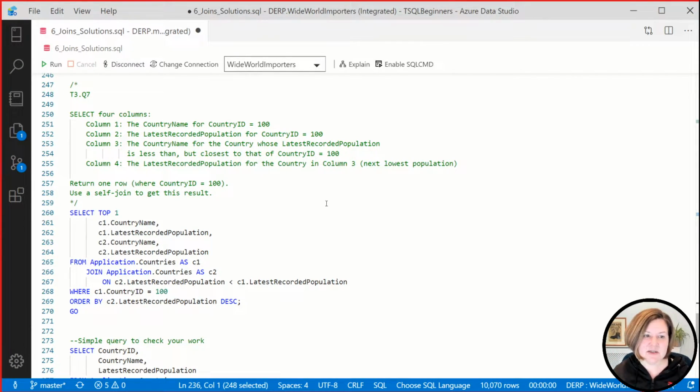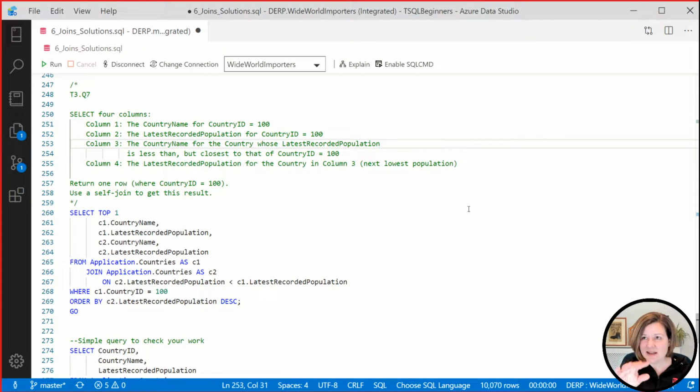So the idea here is we want to select the country name for country ID equals 100. And then we want the latest recorded population for that country in column 2. And then in column 3 and column 4, we want to figure out the country name that has the next largest latest recorded population. And then in the final column, we want to know its population. So essentially we want to know who's country ID 100 and what is its population in the first 2 columns.